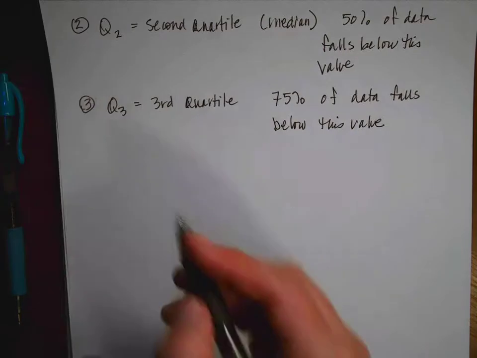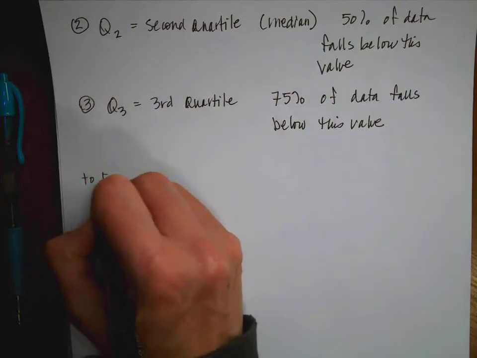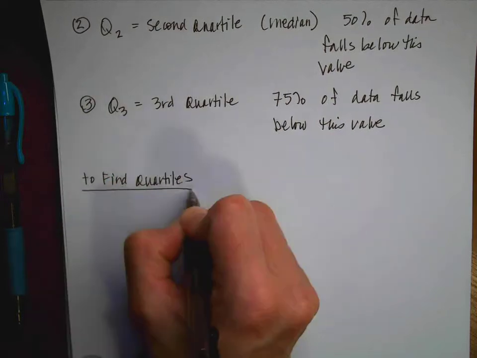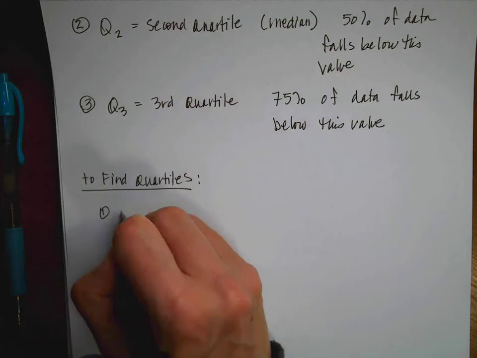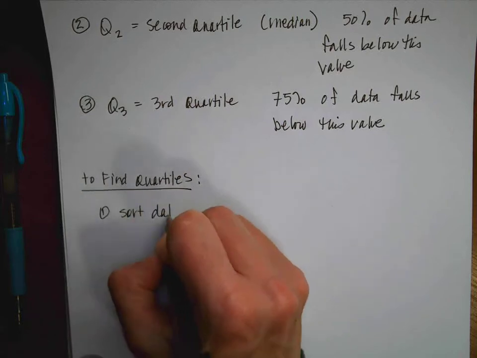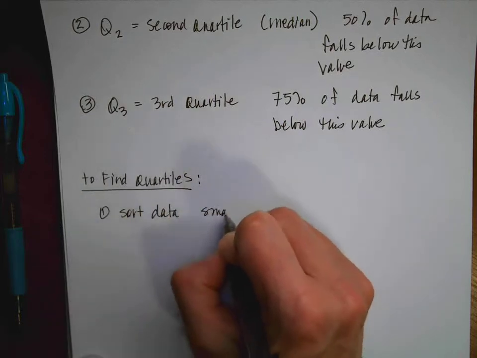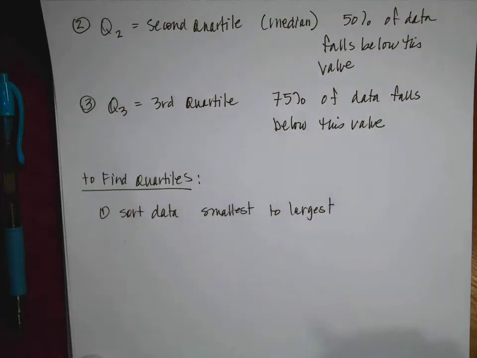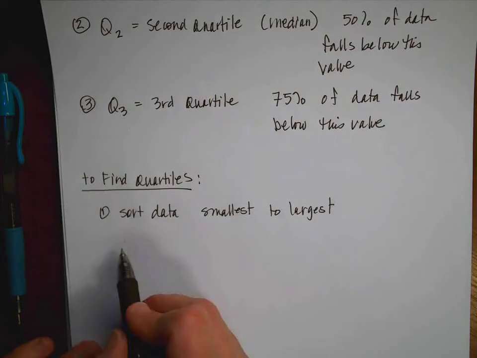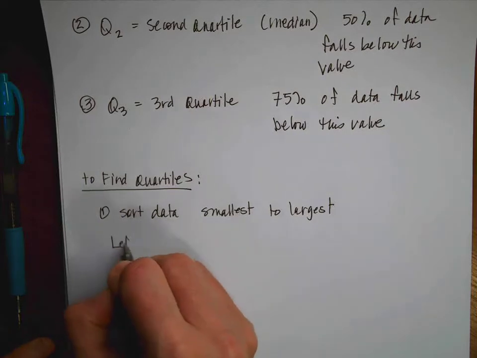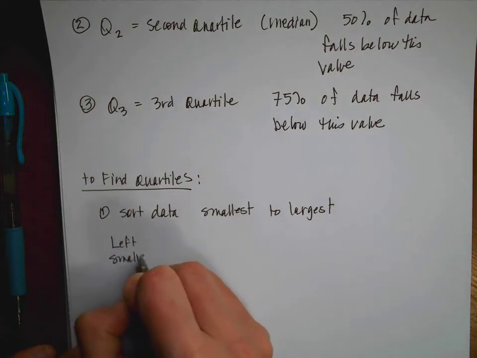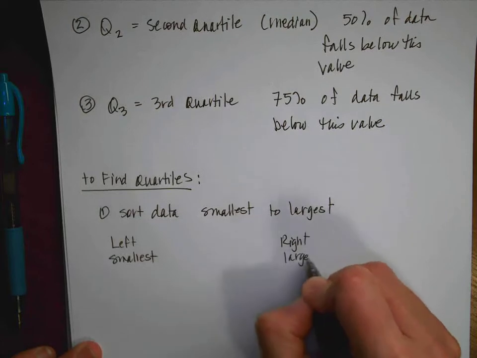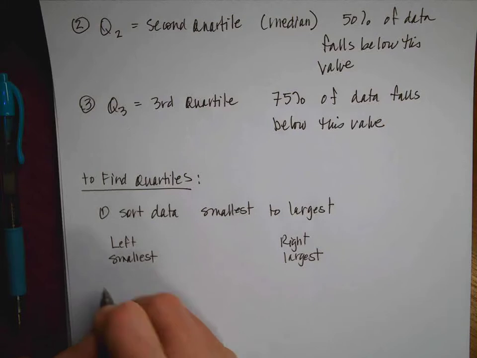So as we try to move on to finding those quartiles, I'm going to give you some simple rules to help you do that. Number one, you always have to sort your data from smallest to largest. And it's easiest if you can do it like we've done in the past, where you make over here on the left be your smallest, and then over here on the right is your largest. And we'll talk about why in a little bit as we go through.